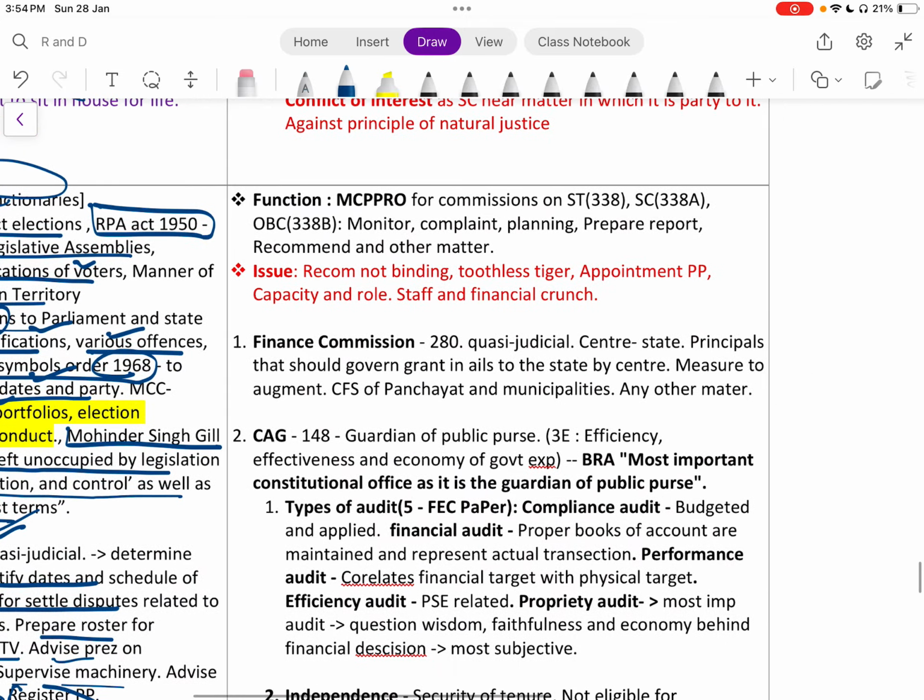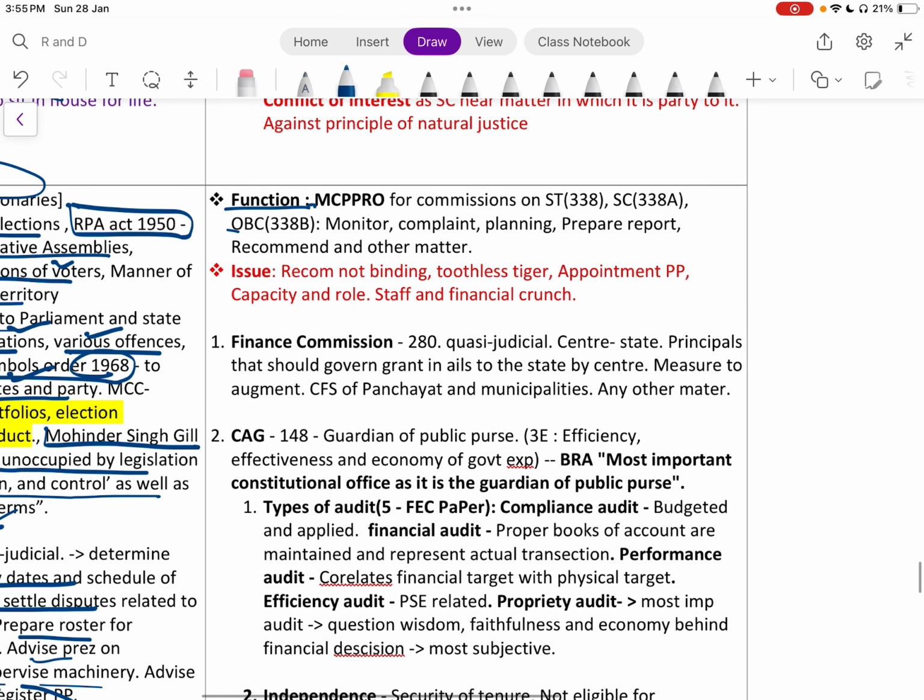Yes, okay. Talking about any commission, like the National Commission for Minority, OBC, ST, you can use this abbreviation: MCP Pro. That is monitor, complaint, plan, prepare report, recommend and other matters. Okay, so these are the functions of any commission.